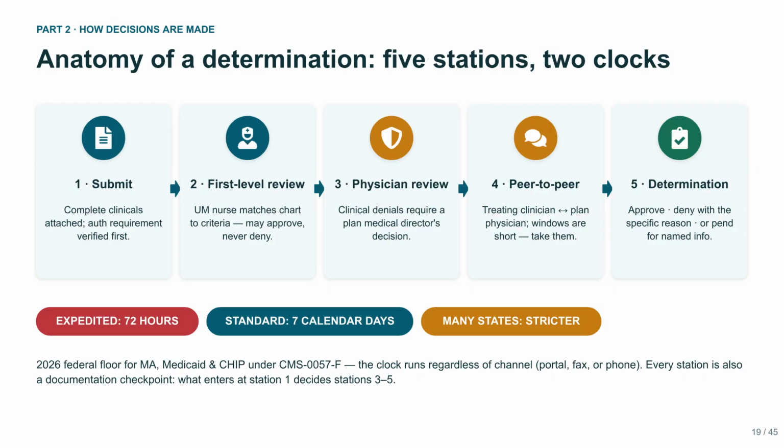The determination pipeline has 5 stations: submission, nurse review, physician review, peer-to-peer, and final determination. From 2026, federal floors mandate tight clocks, 72 hours for expedited or 7 days for standard. Remember, what you provide at the submission station dictates the later stages of the process.